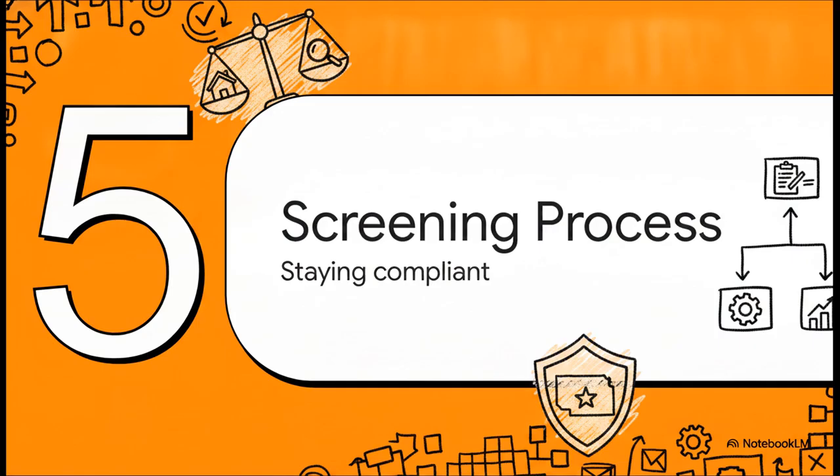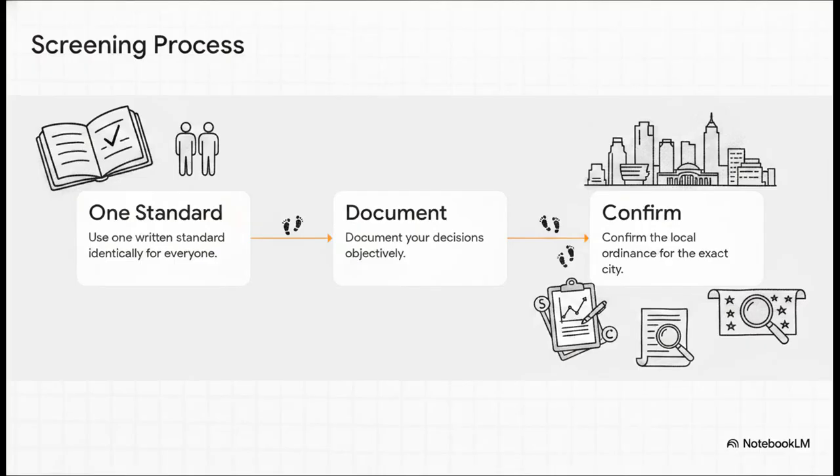Section 5. Consistent screening processes. So, what's the practical, data-driven solution to these compliance challenges? Let's walk through these exact tactical steps. Step 1. Use one single written standard. You've got to apply it identically to every single applicant. No exceptions. Step 2. Document your decisions objectively. You can absolutely still screen for income sufficiency and rental history, but you must measure everyone against the exact same objective criteria. And Step 3. Confirm local city ordinances. Since we know the rules vary so widely across the metro area, checking the specific address of the property is your absolute best legal protection.